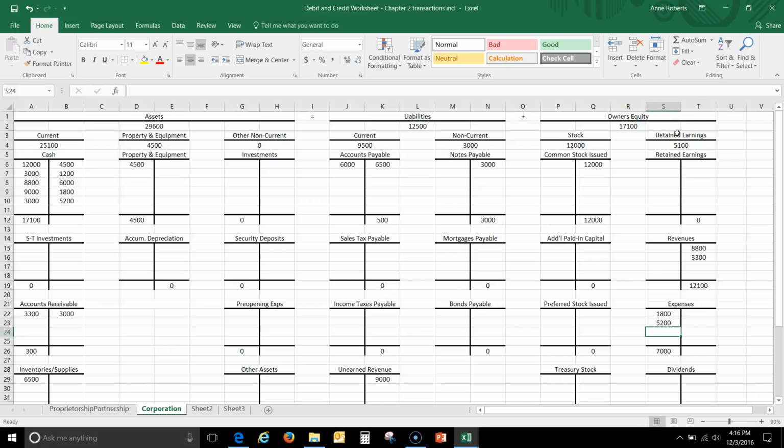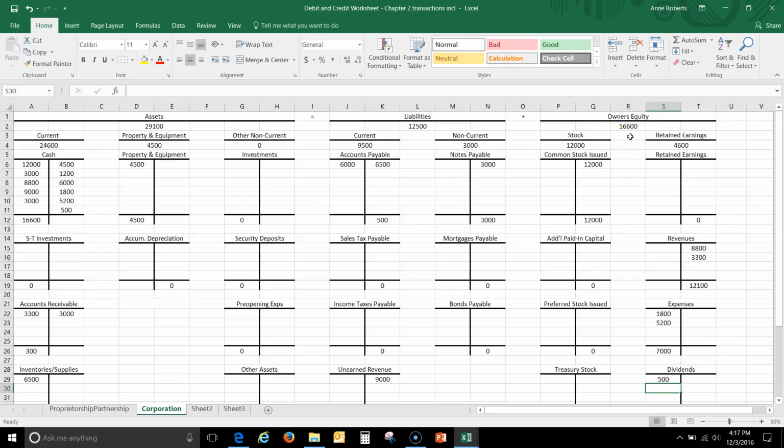Transaction 13, we have the payment of a dividend. So again, we come over here to cash. We reduce cash by the amount of the dividend, $500. We increase dividends down here by $500. Now again, watch what happens. As dividends increase, the balance in equity is going to decrease. So $500 increase in dividends, $500 decrease in equity. So now, at the end of these 13 transactions, we have a balance of assets of $29,100, a balance in liabilities of $12,500, and a balance in owner's equity of $16,600.